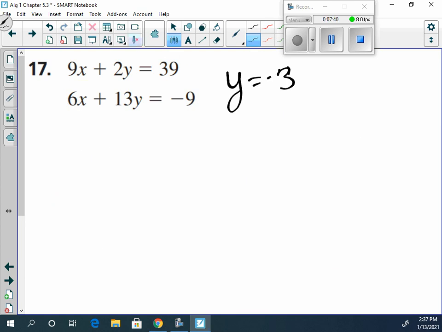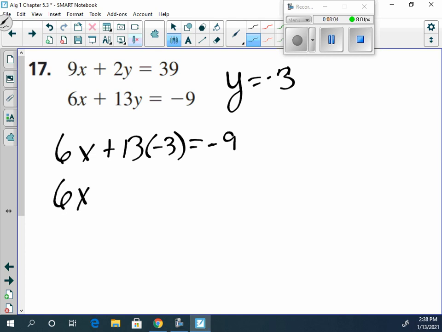Okay. So y is negative 3. Well, I can just grab one of these equations. Do we want to use the top one or the bottom one? The bottom. So we could say 6x plus 13 times negative 3 is equal to negative 9. Now we just need to solve for the value of x. And once we get that, we're done with this one here. Well, 13 times negative 3 is going to be negative 39.